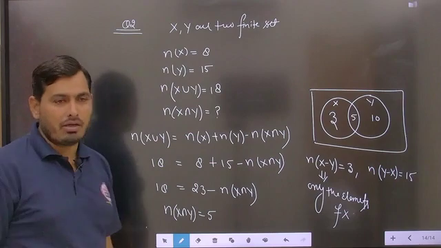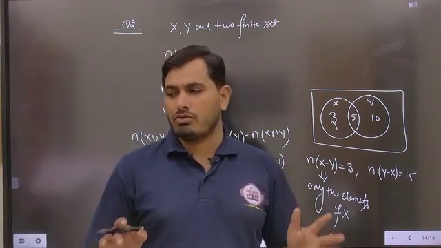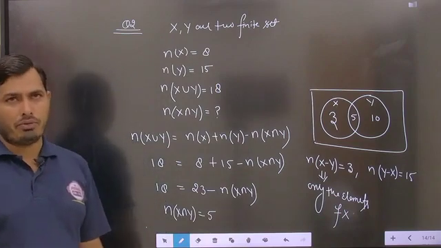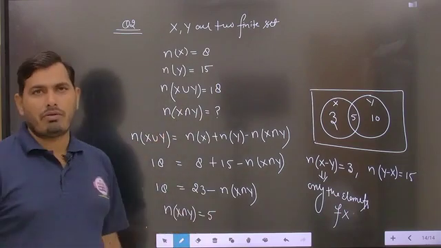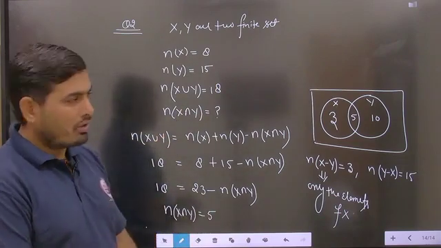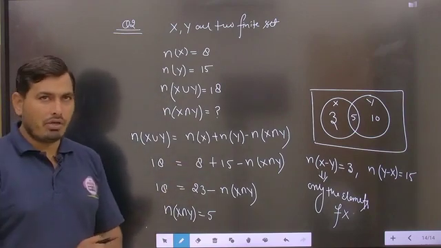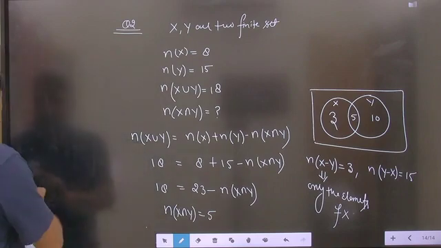Is it clear? So again, question number 2 is based purely on data. If you know the particular formula of union, then you can easily simplify the answer. Is it clear? So students, we will take the next question, but before that, pause the video to note it down. Then we will take the next question, number 3.